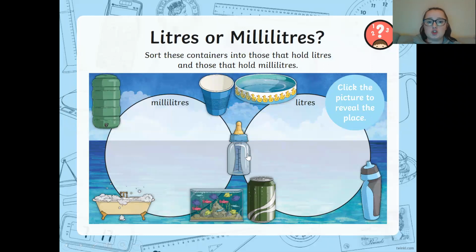So it says here, sort these containers into those that hold litres and those that hold milliliters. Now we need to remember milliliters are the ones that hold the smaller amounts. So we have things like medicine. Medicine is in milliliters. You might have food colouring. Food colouring is in milliliters. But if you think of litres, you can have litres of milk, litres of juice, litres of water, lemonade. The bigger things that you measure are in litres.